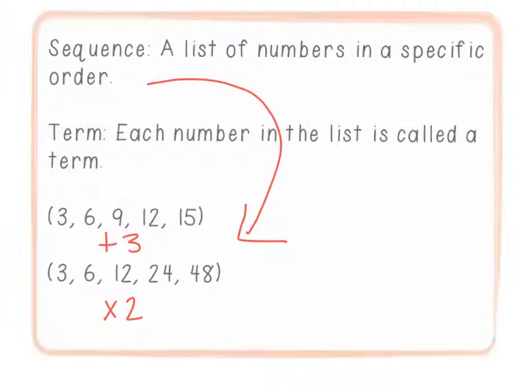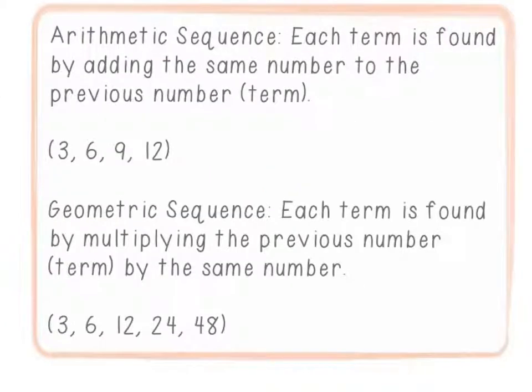Okay? And then a term is each number in that list. So the terms in the first list are 3, 6, 9, 12, 15. The terms in the next list are 3, 6, 12, 24, 48. So basically, it's what you call the number in a list. The last 2 terms are different types of sequences. So that means they're both going to include lists of numbers.